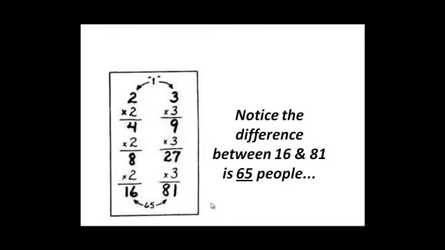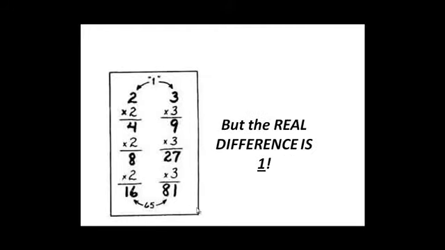Notice the difference between 16 and 81 is 65 people. But the real difference, guys, is the 1 up here. The difference between 2 and 3 is 1. But the difference down here is 65. So the 1 is the real difference. Everyone only sponsored 1 more person.